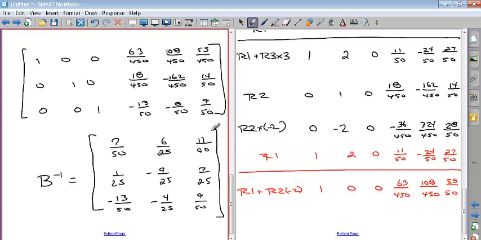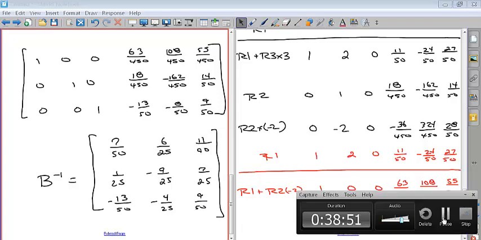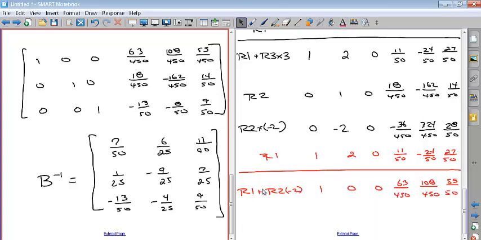Okay, so that is what I get. Let me just check my answer, cross my fingers. And okay, drum roll. I think we did it right. Miracle of miracles.